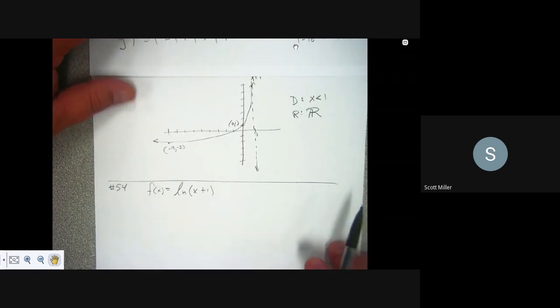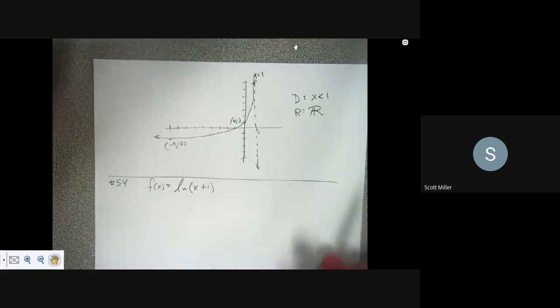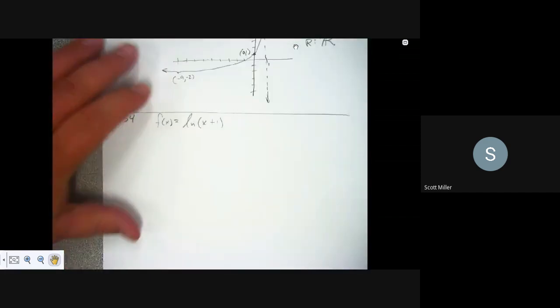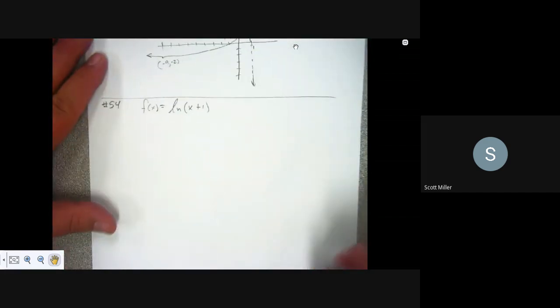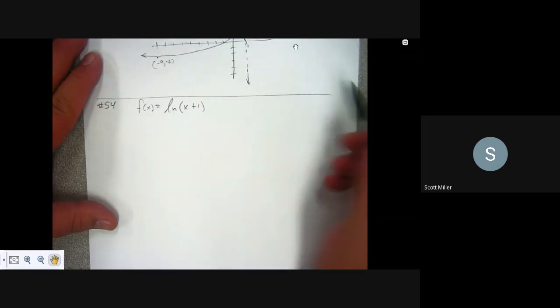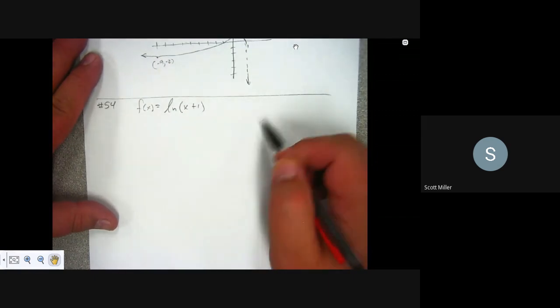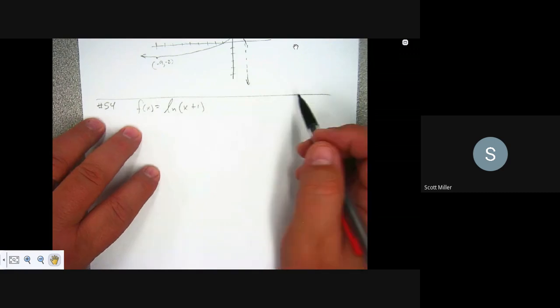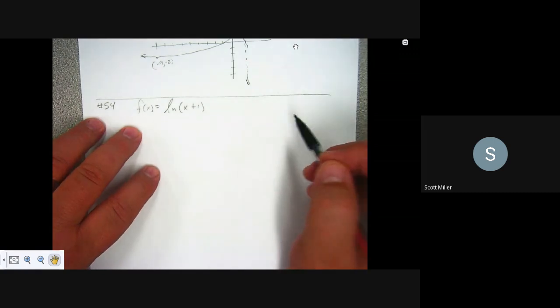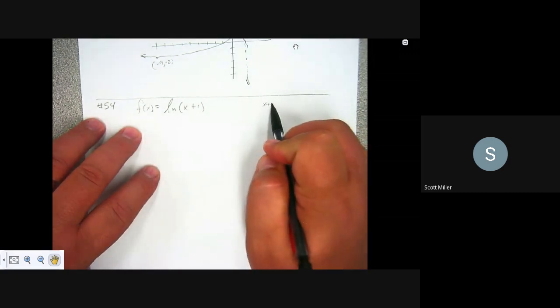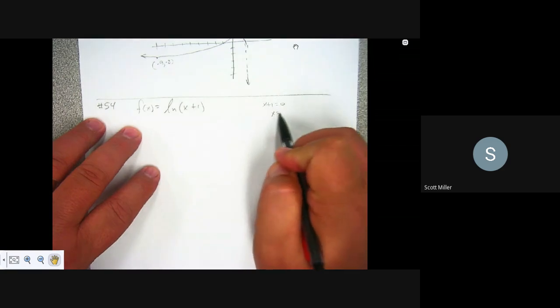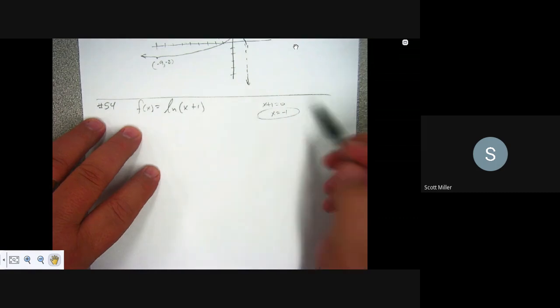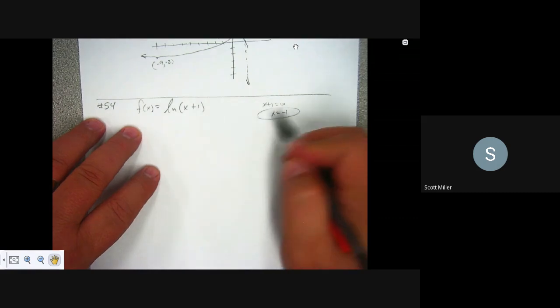Now, number 54. Same process. This is a natural log graph. I'm not going to list the transformations, but I do want to find my vertical asymptote. Remember, the vertical asymptote is determined by right or left, which means take the x plus 1, set it equal to 0, and you get -1, and that will be your vertical asymptote. It's left 1, but that's also the vertical asymptote.